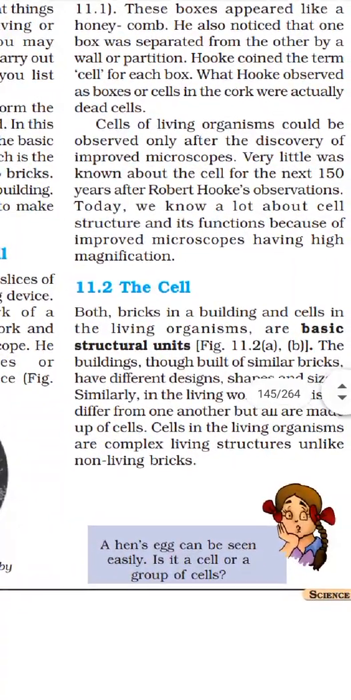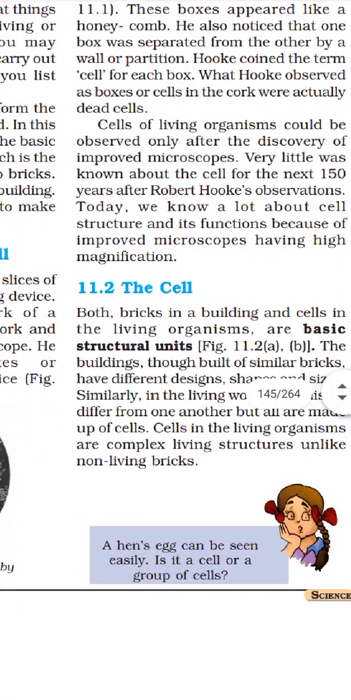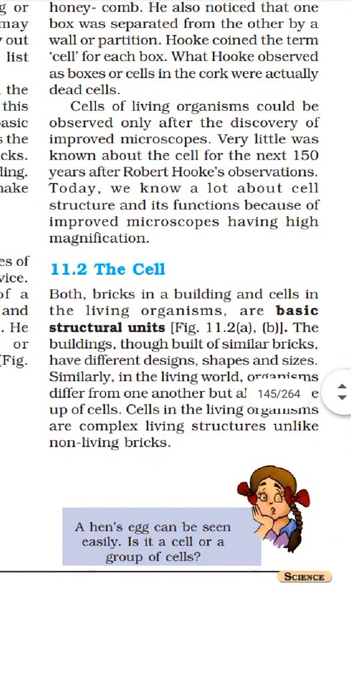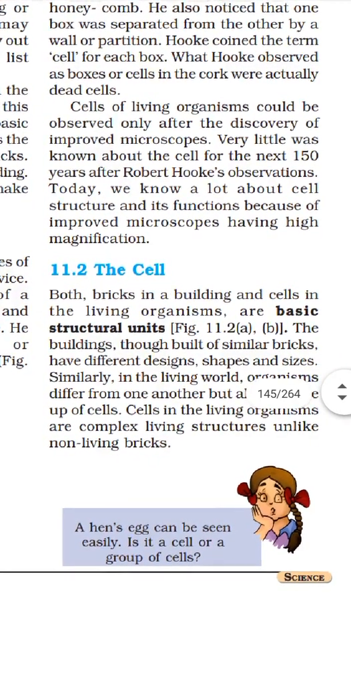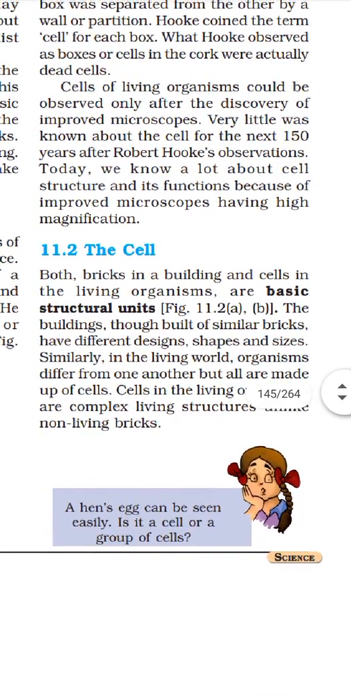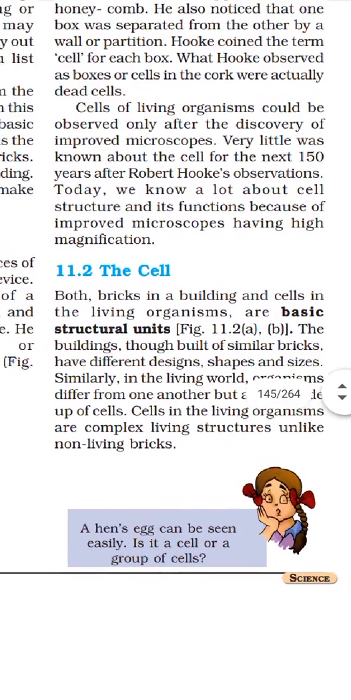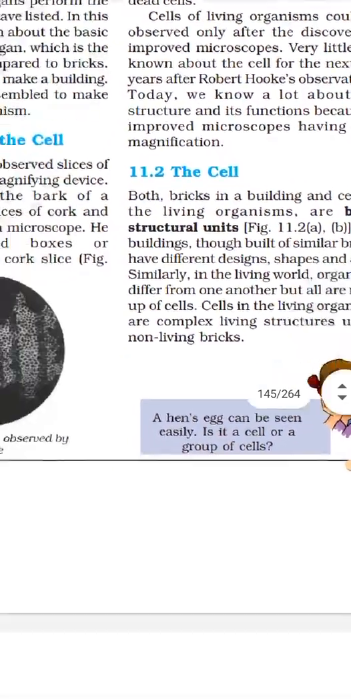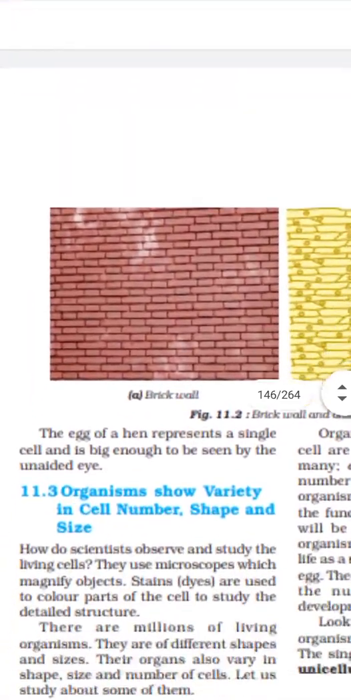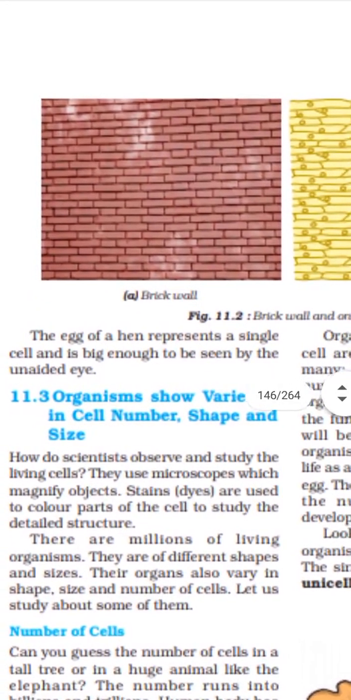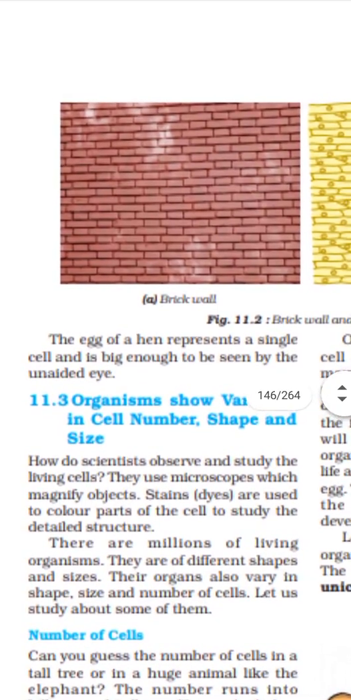Both bricks in a building and cells in living organisms are basic structural units. The buildings, though built of similar bricks, have different design, shapes and sizes. Similarly, in the living world, organisms differ from one another but are all made up of cells. Cells in the living organisms are complex living structures unlike non-living bricks. The egg of a hen represents a single cell and is big enough to be seen by the unaided eye.